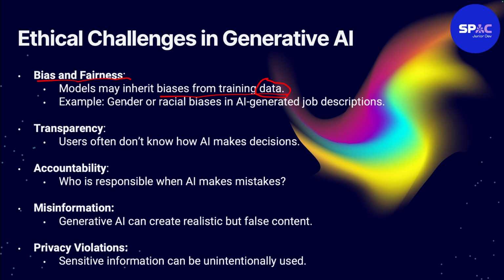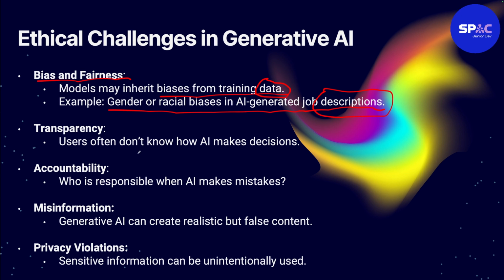An example of this is gender or racial bias in AI-generated job descriptions. If you use AI to generate job descriptions and you train the AI specifically for a certain race, or a certain individual, or a certain age, or anything, it will be biased. So we have to make sure that there is no bias and there is fairness.